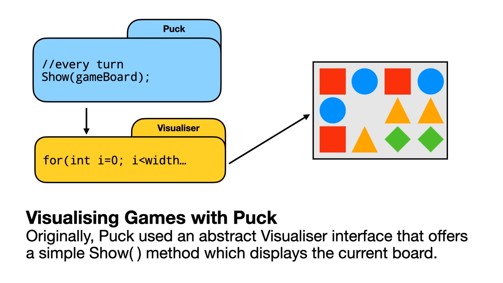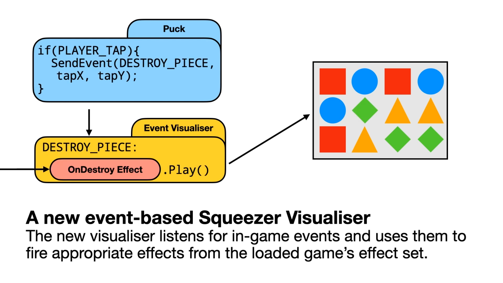So Mass came in and wrote an entirely new visualizer that uses the event system. And what that means is that instead of being just asked to display the entire board at the end of every player action, for example, we now listen for events. And when events happen, we do something in response to that. So if a piece moves, we can animate the piece moving. But it also means that this new visualizer can pull in effects from the game's design, from the generated effect set that we saw on the previous slide, and then play them at appropriate times.